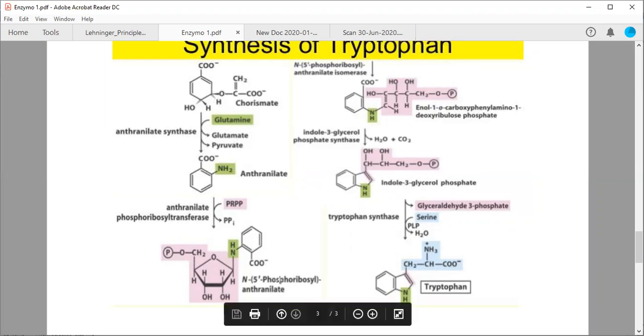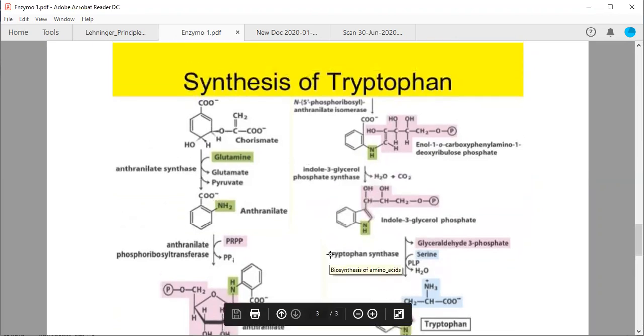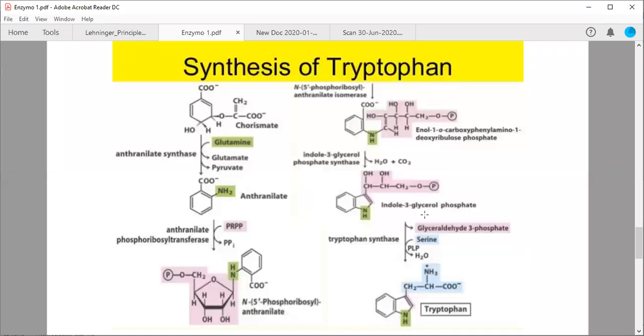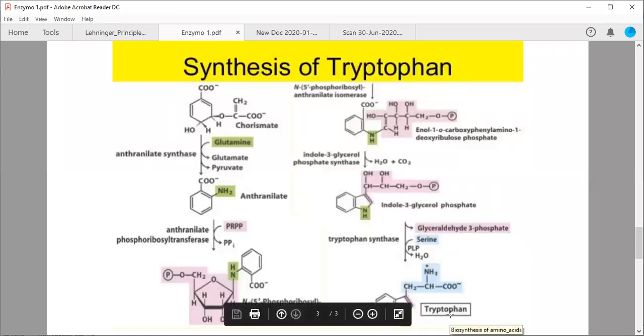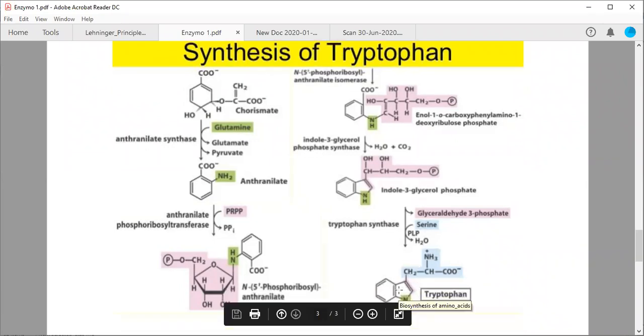Then this will be converted into some intermediate, which is an intermediate of tryptophan. Then finally, tryptophan synthase is an enzyme which uses a molecule called serine. It will finally convert indole 3 glycerol phosphate directly into tryptophan with the release of a water molecule. Also, PLP, that is pyridoxal phosphate, which comes from vitamin B6, is required so that the serine molecule can be transferred onto this particular ring system.